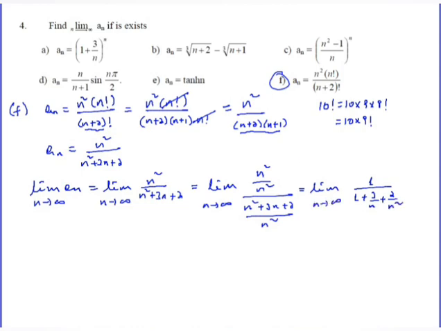Now as n becomes infinity, this term becomes 0 and this term becomes 0. So 1 plus 0 is 1, and 1 over 1 is 1. Okay, so the limit of n square times n factorial over n plus 2 factorial will be 1.